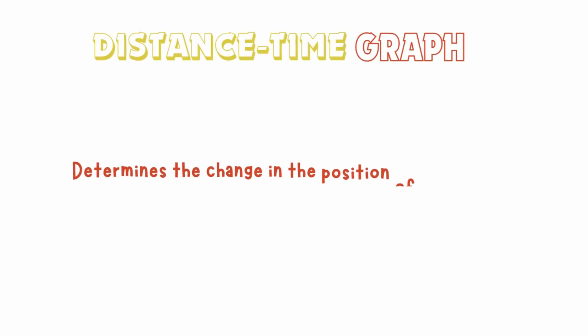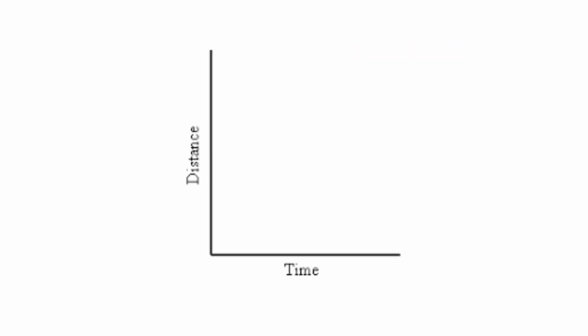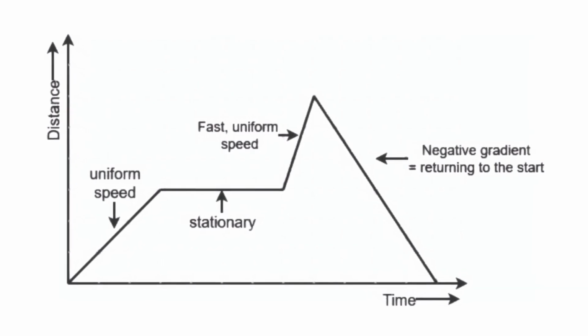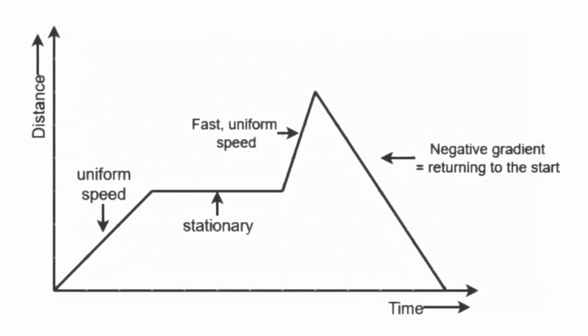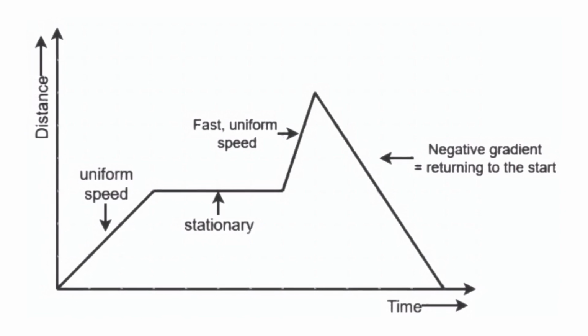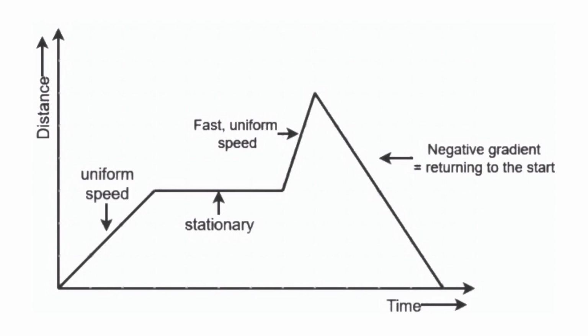A distance-time graph is a graphical representation of how far a body has traveled in a specified amount of time. It is used to depict the relationship between distance and time, where distance is plotted on the y-axis and time is plotted on the x-axis. It can show when a body is steady or stationary, when a body is moving at a uniform speed, when a body is moving non-uniformly with increasing speed, and when a body is moving non-uniformly with decreasing speed.